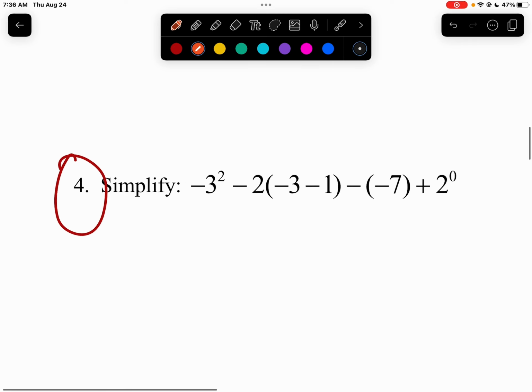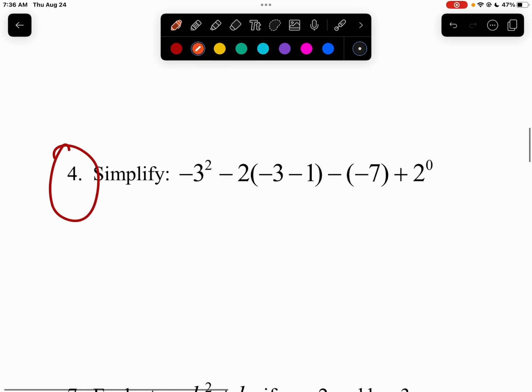This one, simplify. Remember, you can put it all in the calculator, or you can go step by step. I'm going to show you the step by step, because if you just put it in the calculator as is, you should get the answer. But step by step will give you some opportunities to get some points if you get the answer wrong. Okay, so I have the parentheses. So negative 3 minus 1 is negative 4, and then times 2. Negative 3 squared. So 3 squared is 9, and I get the negative. All right, so that's good.